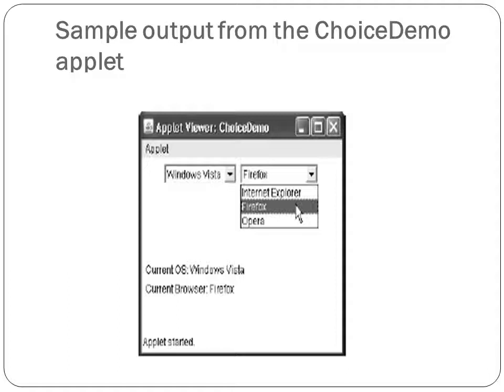So whenever you select an item, an event will be generated and the item state changed method will be invoked, and that method will display the currently selected item. So in the first choice the selected item is Windows Vista, and in the second choice the selected item is Firefox, and those two items will be displayed whenever you make a selection.